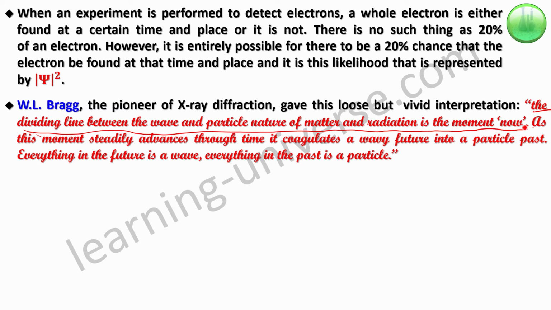At the moment after now, we don't know where the electron is. We can only talk about probability, it's a wave. But before that, we've already determined where the electron was. And that part, when we determine the electron wherever it was, it's a particle.